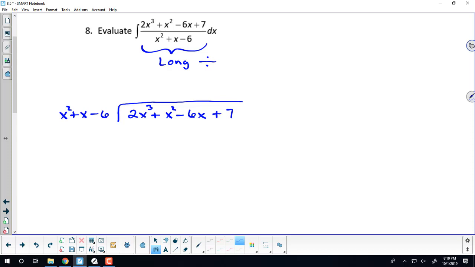So we're dividing a cubed by a square. We should definitely end up with a linear quotient, and we'll check out what the remainder is. So we've got a 2x to multiply here so that we get 2x cubed. 2x times x is 2x squared. And 2x times negative 6 is minus 12x. So don't forget to subtract the entire thing.